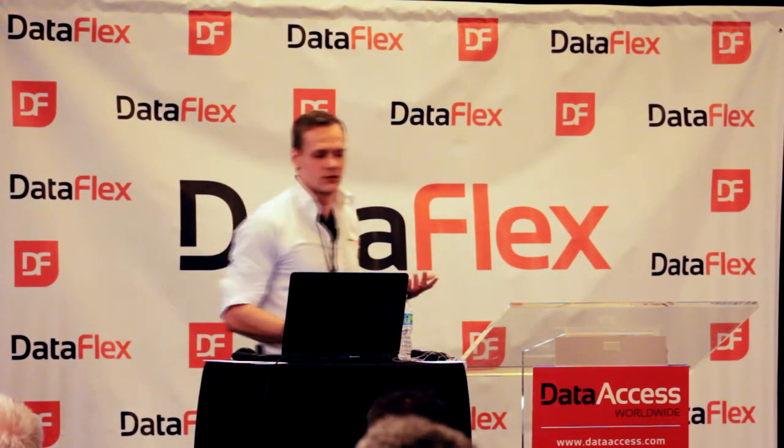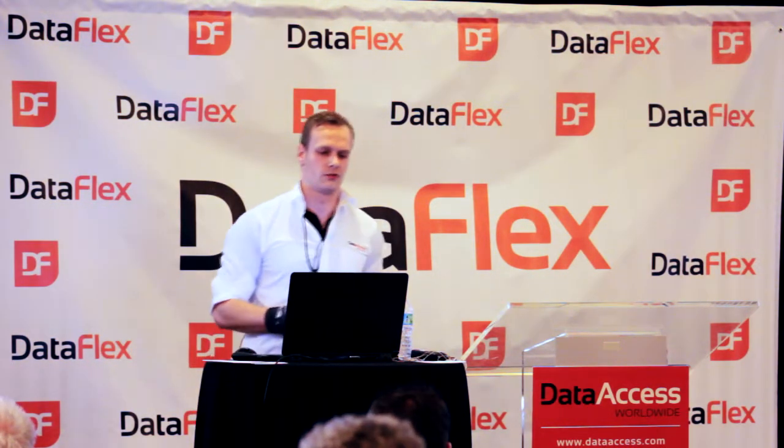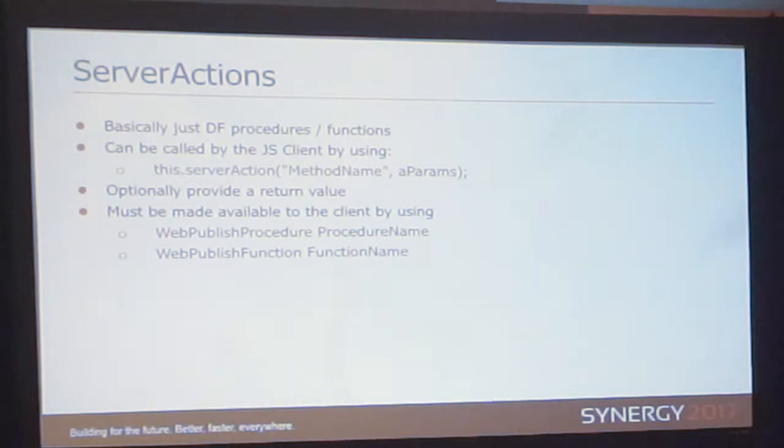So how do we make it do stuff? Well, to make it do stuff, we use server actions and client actions. And server actions are basically just DataFlex procedures or functions, with the addition that you can call these procedures or functions from the JavaScript client by using a method called this.serverAction, and then the name of the method that you want to call, as well as an array of parameters. Now, your server actions can optionally provide a return value, and you have to make them available to the client by using either web publish procedure or web publish function, and then the name of your procedure or function.